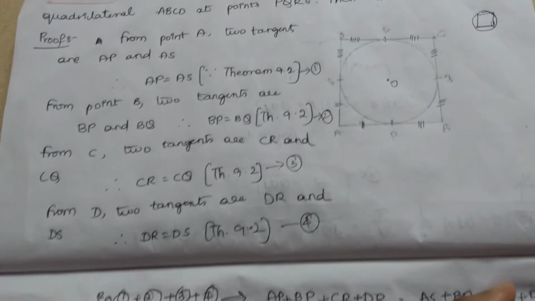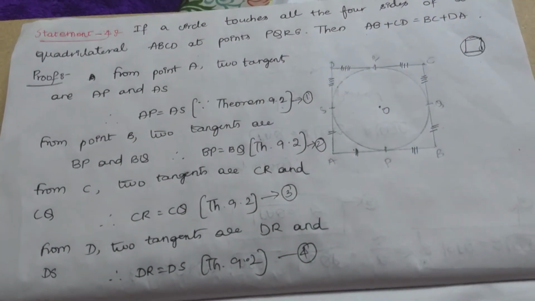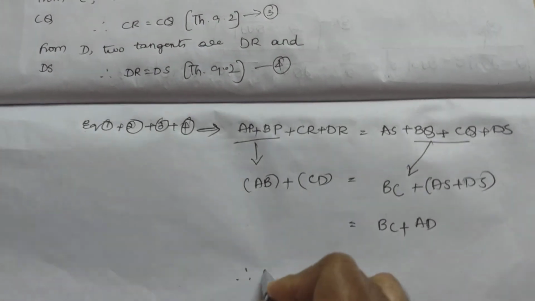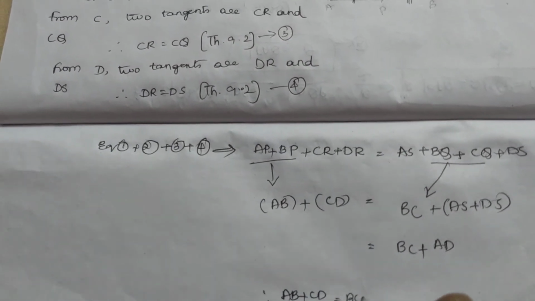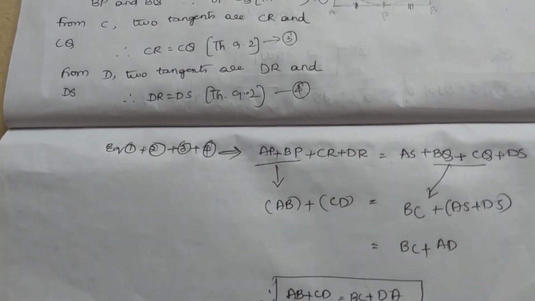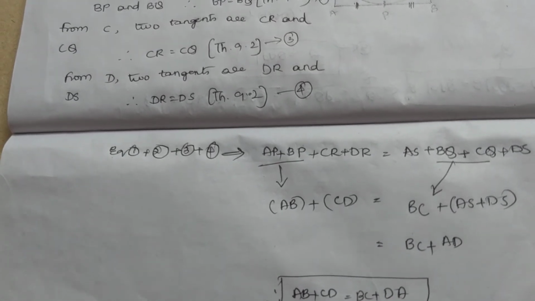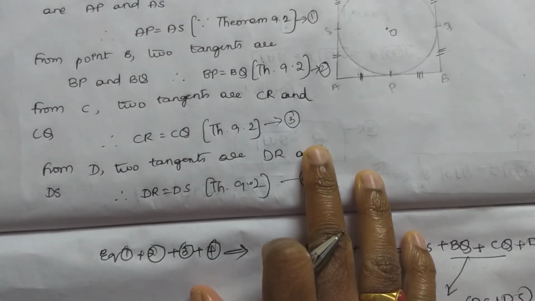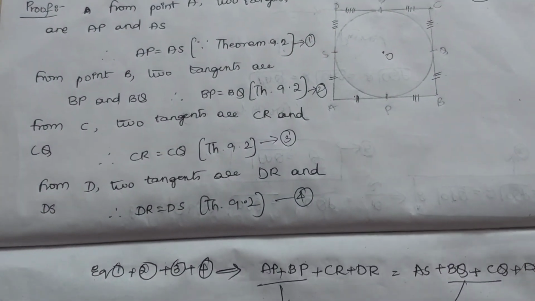Let's see what needs to be proved. AB plus CD equals BC plus DA or AD. Anything is the same. So therefore AB plus CD equals BC plus DA. This is what needs to be proved. Hence proved. This entire proving part is based on theorem 9.2, nothing but the lengths of the tangents are equal if they are drawn from an external point.